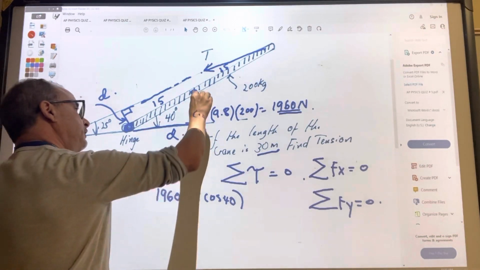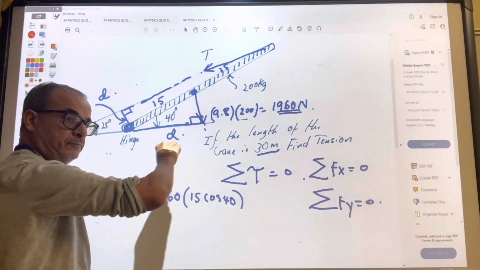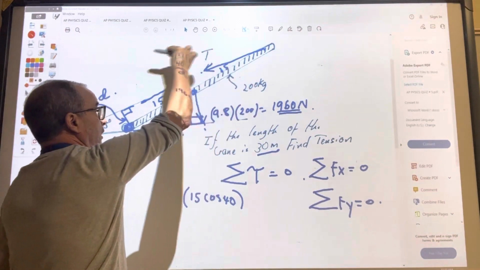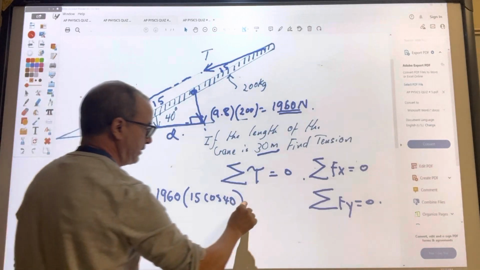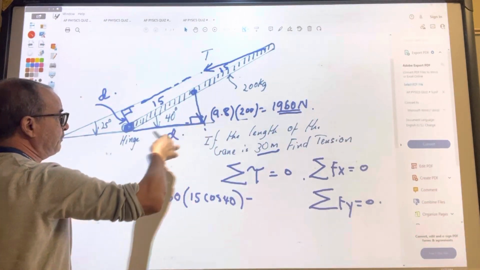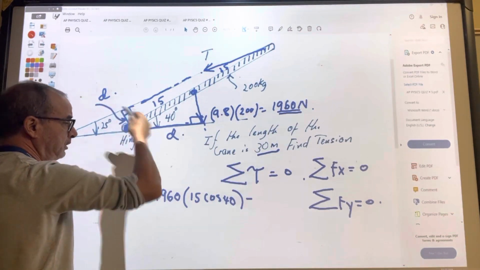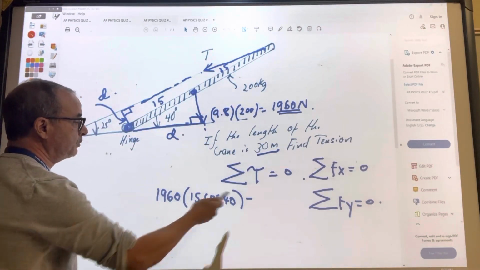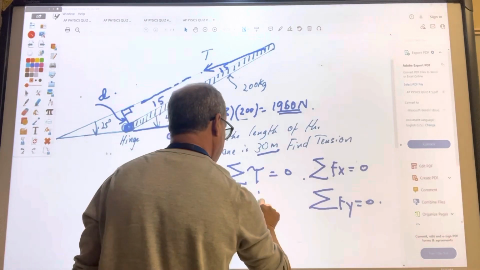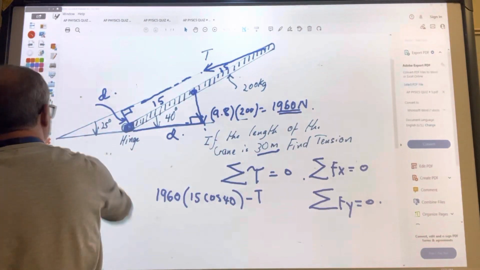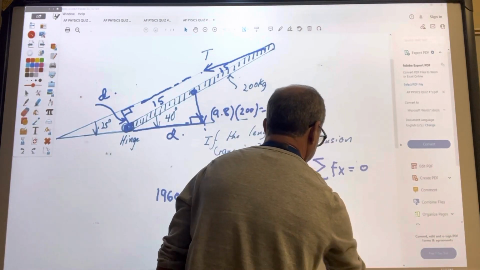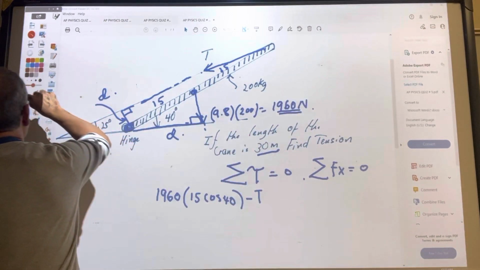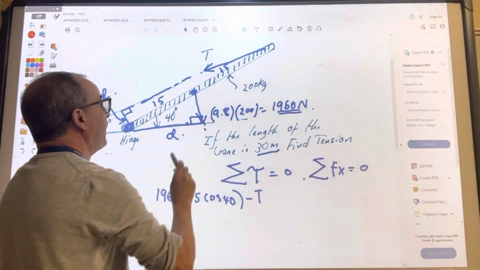And I'm calling this clockwise because it's going this way. So this one is going to be counterclockwise, which means it's going to be minus. If I'm calling clockwise positive, it has positive torque, and the tension goes the opposite way, counterclockwise, so we use negative. So minus T, right? This one is quick. It takes like one equation to solve it. All right, so minus T.